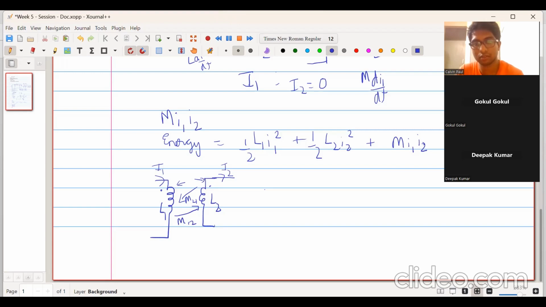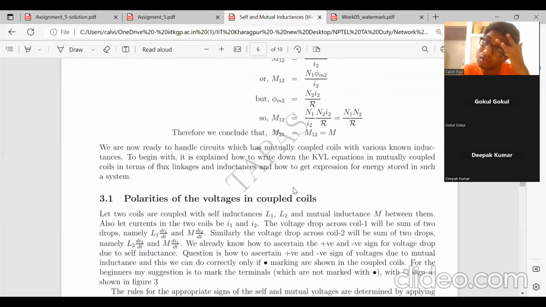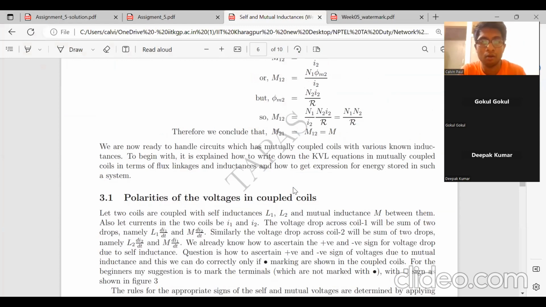So what the derivation states is that M12 is actually equal to M21. This is a standard thing which you must remember, and there's no need to go through the derivation. While solving problems, we just have to use this fundamental fact that the mutual inductance from one coil to the other coil is fixed. Okay.